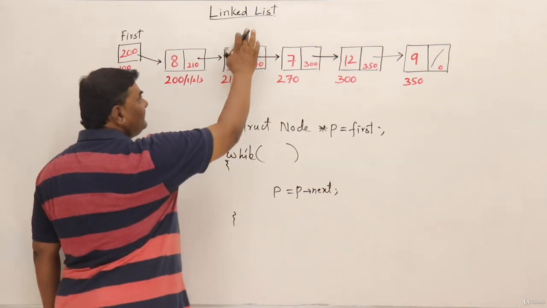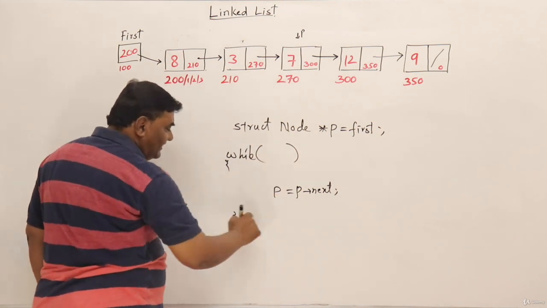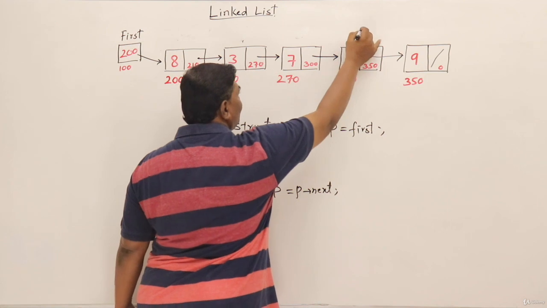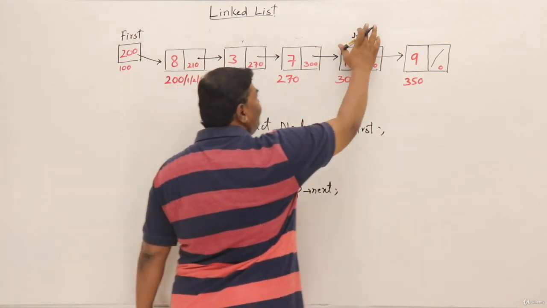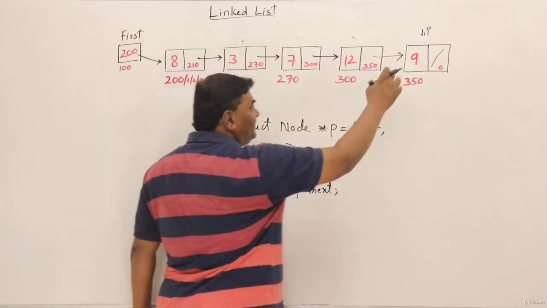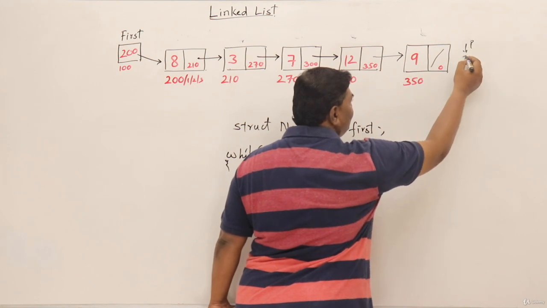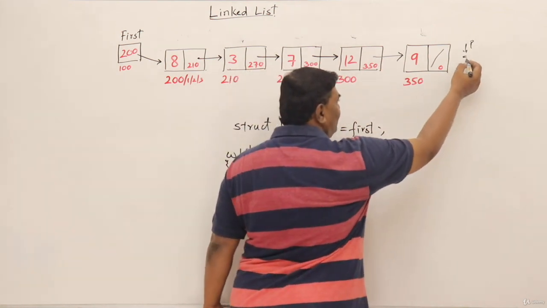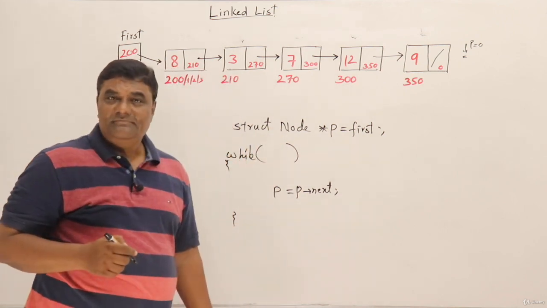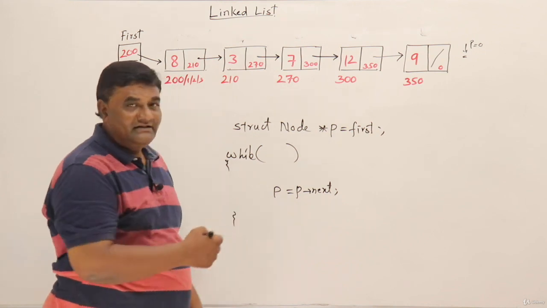If we continue this, P will move to the next node. Again repeat, P will move to the next node. Again repeat, P will move to the next node. If this is repeated again, P will move to the next node. So what is the next node? Next node is null, nothing is there. So P became 0. When P became 0, we should stop. It means we have reached the end of the linked list. We have gone outside the linked list.